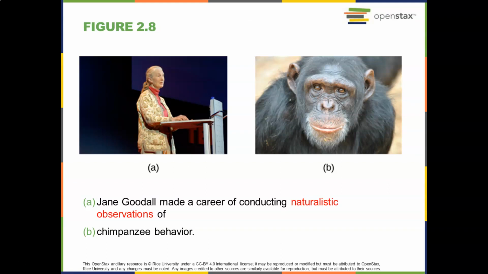I put an example here too. Those of you who know who Jane Goodall is, she made a career of doing naturalistic observations of chimpanzees. So that's another good example. She would just sit, observe, record, and get to know the behaviors of chimpanzees, but she would do it in a naturalistic way. She wouldn't interfere. She would just stay out of the scene and observe.